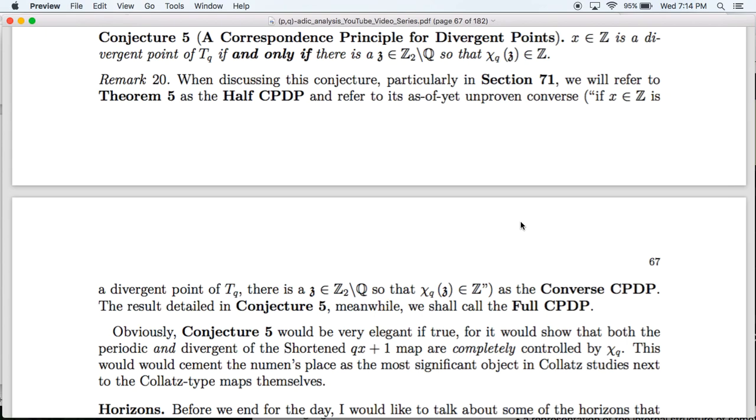This would cement the numen's place as the most significant object in Collatz studies next to the Collatz-type maps themselves. Also, just to reiterate, everything that we have done here applies not just to basically all the one-dimensional hydra maps on the integers. It also applies to the multi-dimensional hydra maps, the ones on the rings of algebraic integers, as well as the positive characteristic hydra maps on the rings of polynomials with coefficients in a finite field, as well as the integer rings of algebraic extensions thereof.